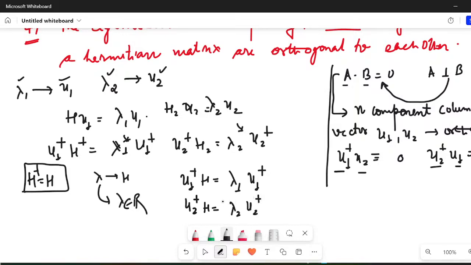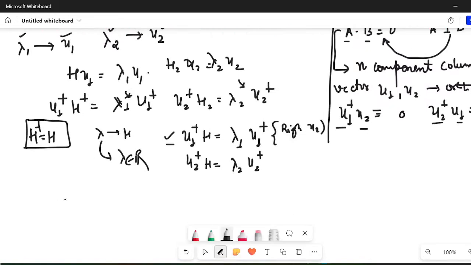Since I know that H is a Hermitian matrix, I can write the same. Now what I can do is multiply this first thing to the right by U2. So I'll multiply this by U2 to the right, and what I'll get is U1 dagger H U2 equals lambda 1 U1 dagger U2.